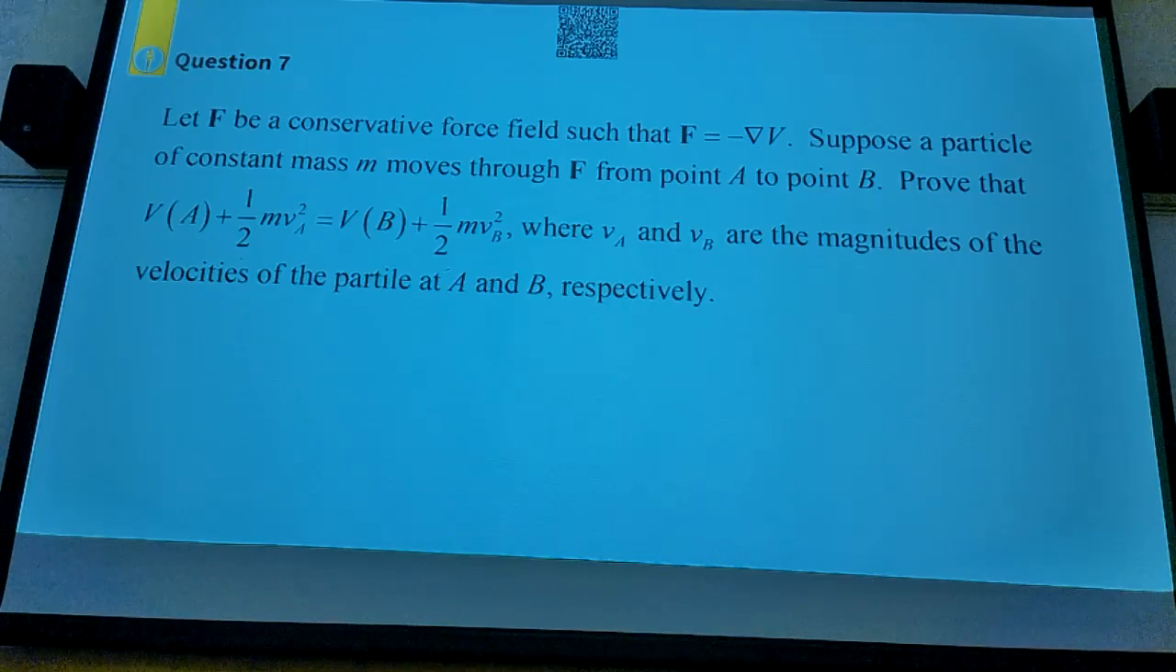Let F be a conservative vector field such that F equals negative del V. A particle of constant mass m moves through F from point A to point B. I want to prove V of A plus half m v sub A squared equals V of B plus a half m v sub B squared. v_A and v_B are just the magnitudes of the velocities of the particle at point A and point B respectively.